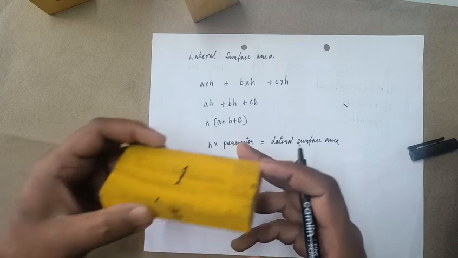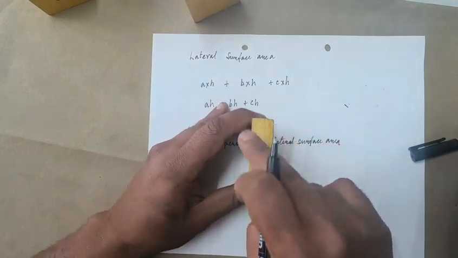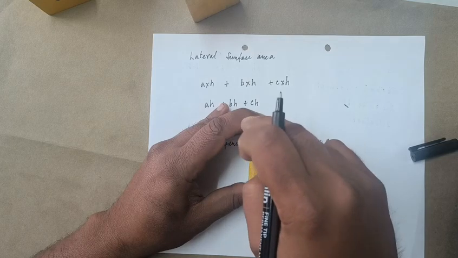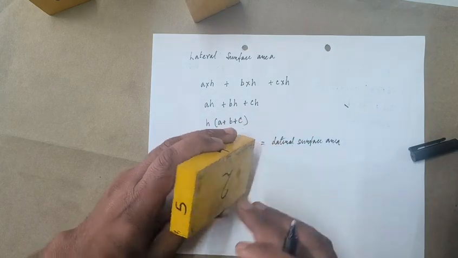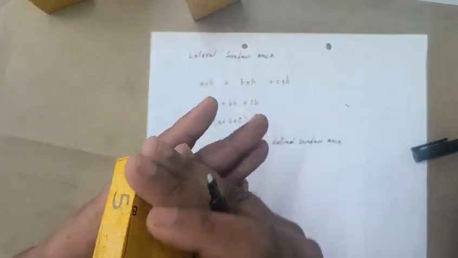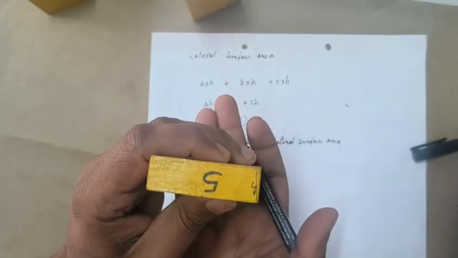And similarly, for a cuboid, no matter which way you put it, if I put it this way, I can find the perimeter over here and multiply it by the height over here. This will give us the lateral surface area, which excludes the top and the bottom surfaces.